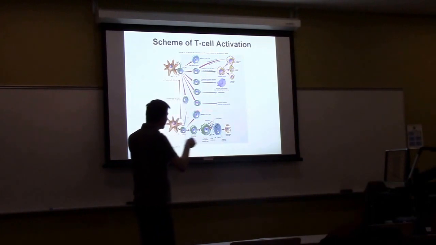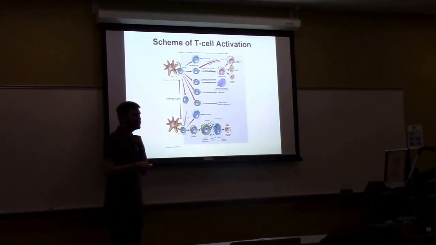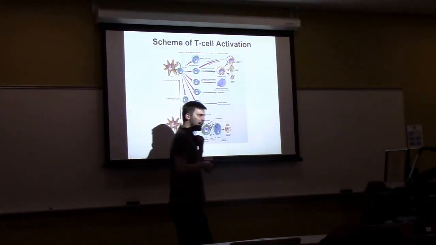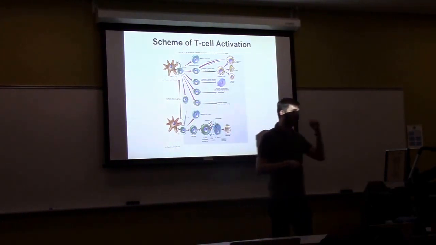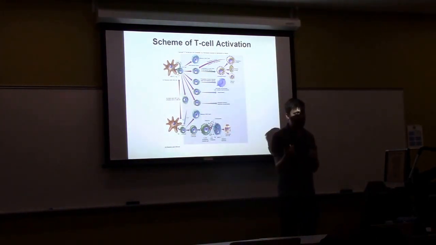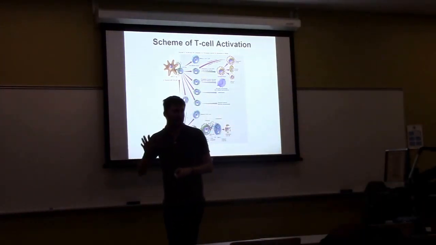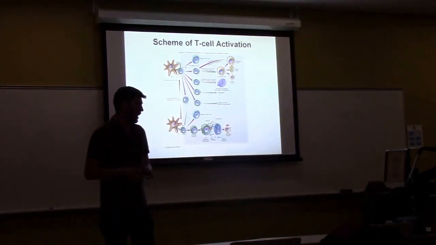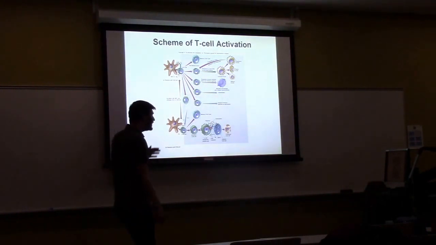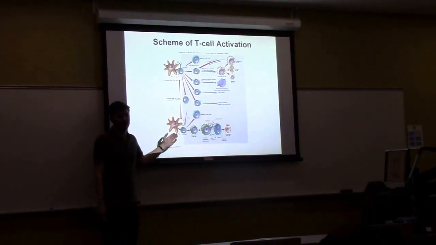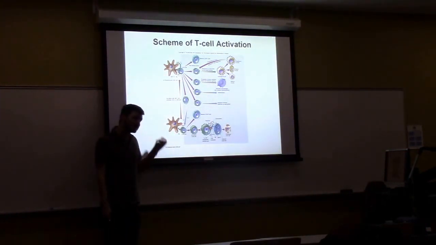CD8 cells, on the other hand, are a little bit different, okay? This is why earlier I mentioned that antigen-presenting cells express both MHC class I and MHC class II. Remember, CD8 cells can only see MHC class I, and they can only become activated by an antigen-presenting cell. So the antigen-presenting cell has to express this protein, okay?